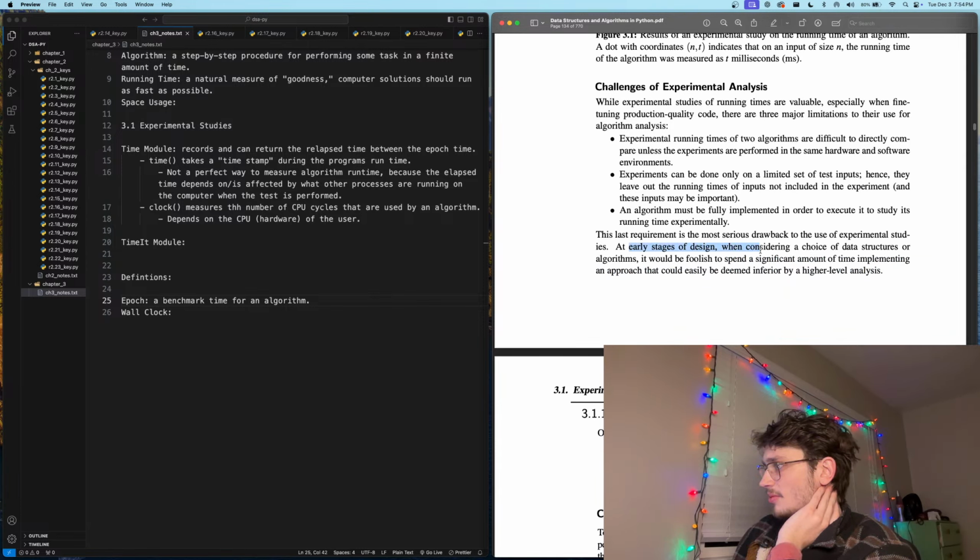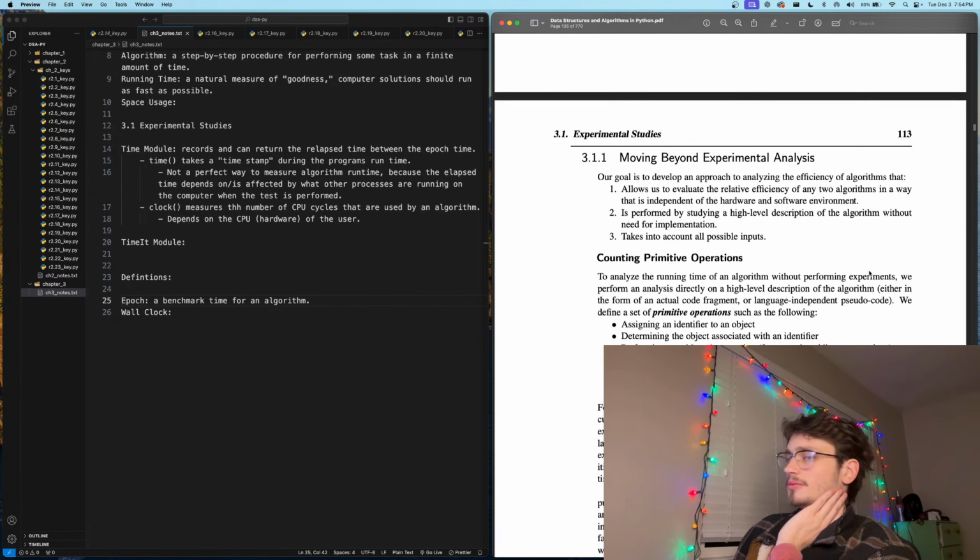At early stages of design, when considering a choice of data structures or algorithms, it would be foolish to spend a significant amount of time implementing an approach deemed inferior by higher level analysis. Okay. Interesting.